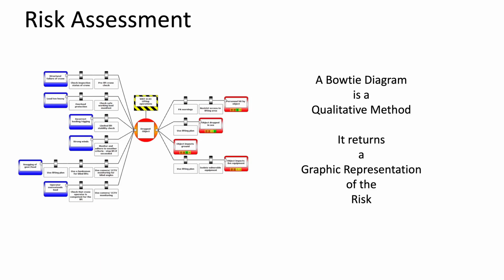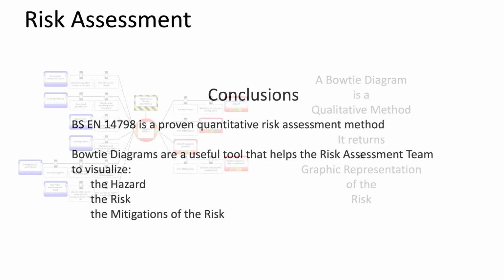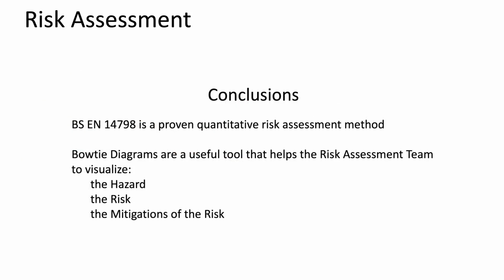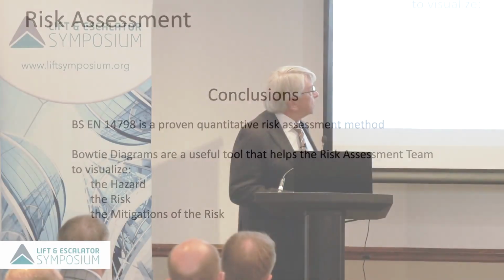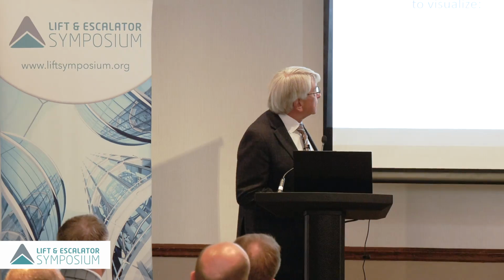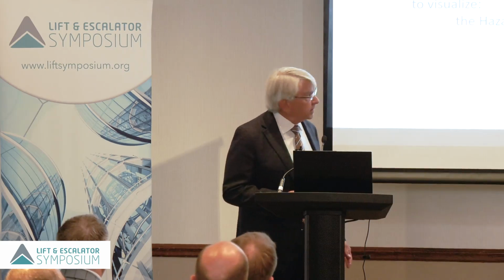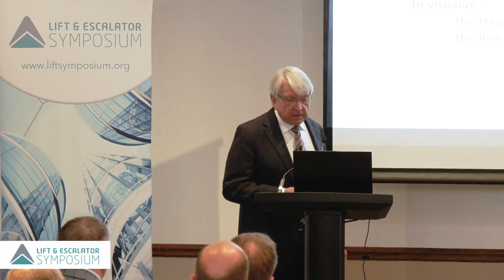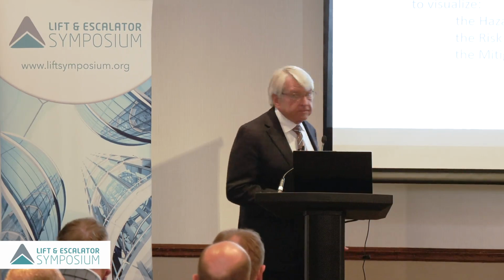So a Bowtie diagram is a qualitative method. It returns a graphic representation of the risk. So the conclusions are, the standard is a proven quantitative risk assessment method, but Bowtie diagrams are a useful tool that helps the risk assessment team to visualize the hazard, the risk, the mitigation.